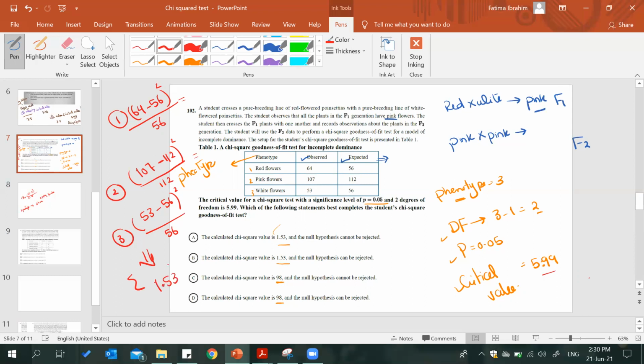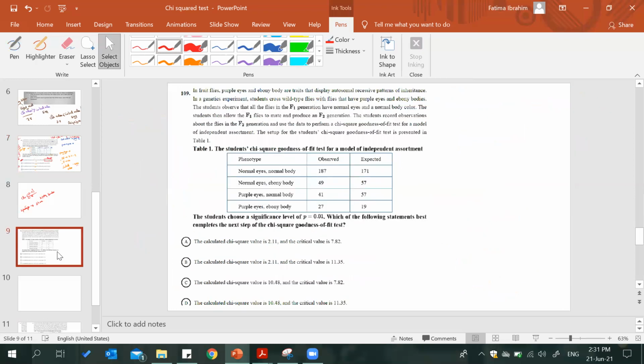Okay, so 1.53. Now you can compare. This is the chi value, and this is the critical value. We know the critical value equals 5.99 and the chi value equals 1.53. So it is less than, and when it's less than, you have to accept the null. So it cannot be rejected, as if you are saying that I'm accepting the null. So the answer would be A. So this is the answer for question 102.